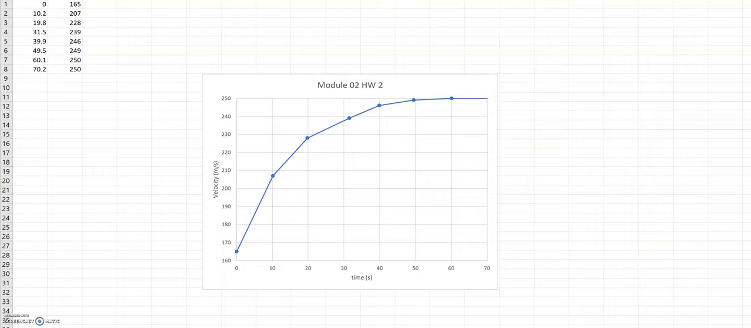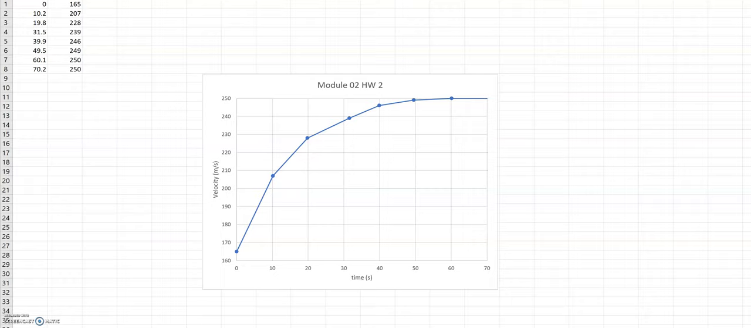So in this video, we'll be going over problem 2 from the module 2 homework. This problem is out of Expert TA. I did not just use the problem from Expert TA because their images are copyrighted. So that's why this is recreated here in Excel.